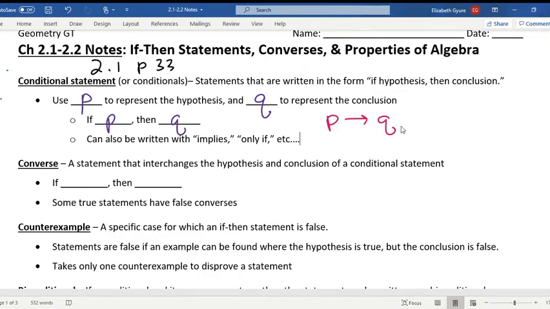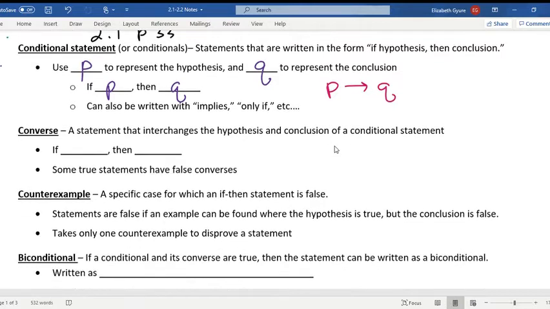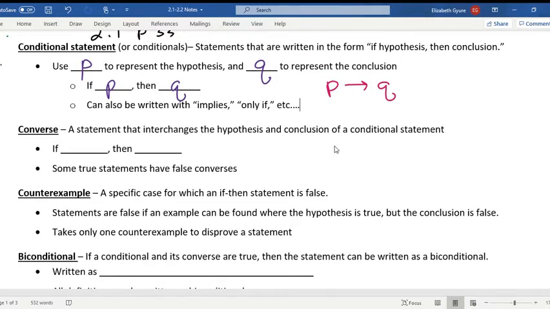And the arrow is pointing towards Q because it's like P implies Q, which can also be written with some other phrasing, like maybe you don't see if and then specifically, maybe it says implies or only if. So P implies Q, P only if Q, things like that. So don't get stuck on just the if and then. It can be phrased in multiple ways. And occasionally we'll refer to these just as if-then statements. Those are our conditionals.